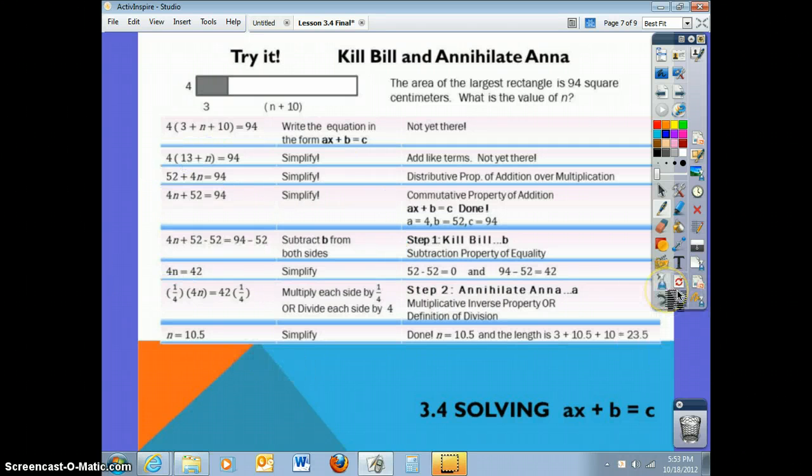And now we can get rid of a, annihilate a. So we have 4n equals 42, and we want to get rid of the a. We can either multiply each side by 1/4 or divide each side by 4. Either case, that will get rid of the a, and we'll end up with n on the left-hand side, and 42 over 4 becomes 10.5. So the n is 10.5, and therefore that side is 3 plus 10.5 plus 10, and the whole side is 23.5.